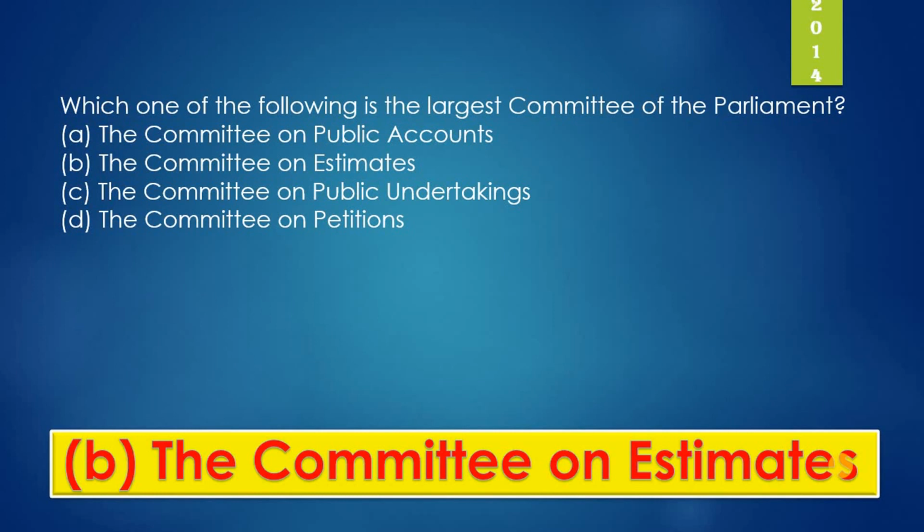This committee consists of 30 members, which are elected by the Lok Sabha every year from among its members. The Committee on Public Undertakings consists of 15 members elected by the Lok Sabha and 7 members of the Rajya Sabha. The Committee on Public Accounts similarly consists of 15 members, and the Committee on Petitions also consists of 15 members. That's why the correct answer is the Committee on Estimates. Let's see the next question.